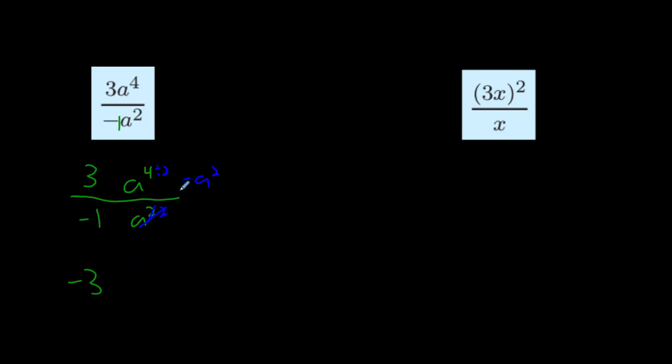So we're just left with, on the top, our answer is 3a squared, because these parts will simplify and then these parts will simplify and we put them together.